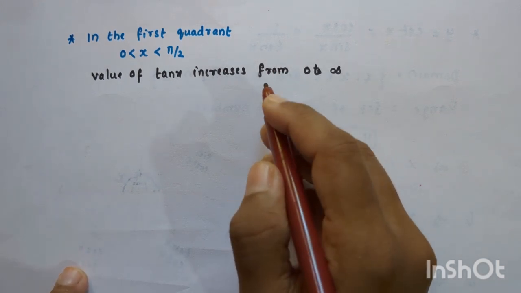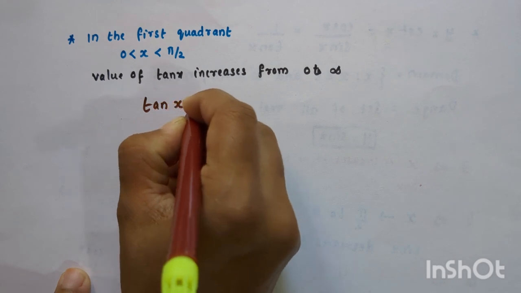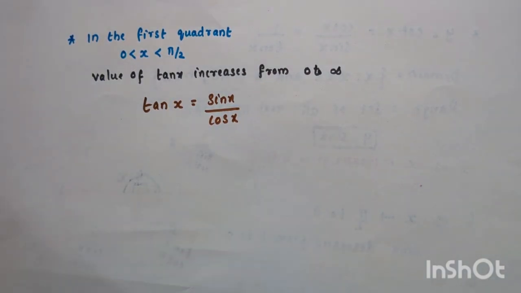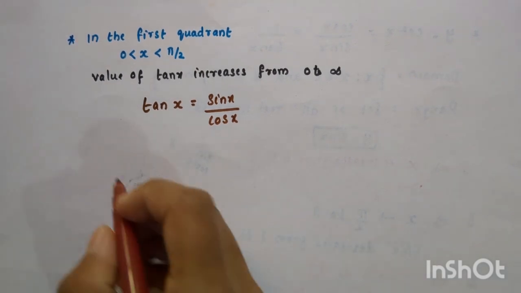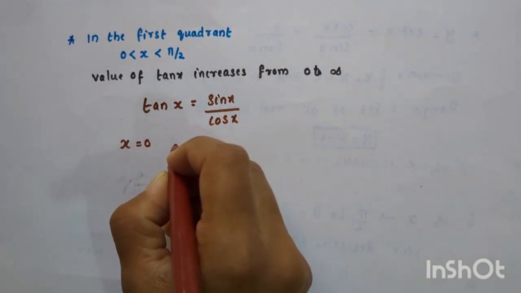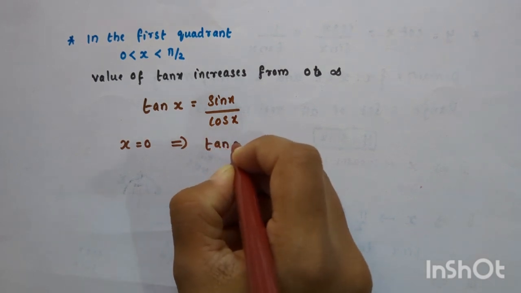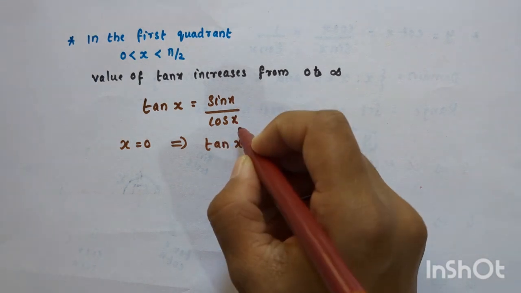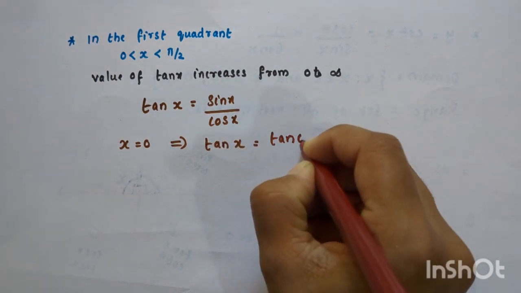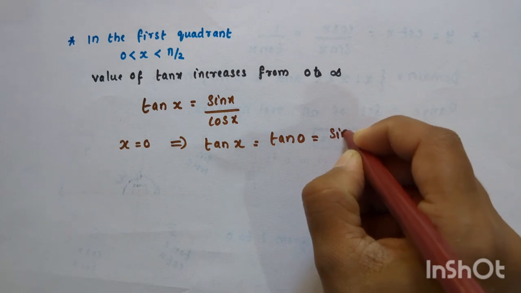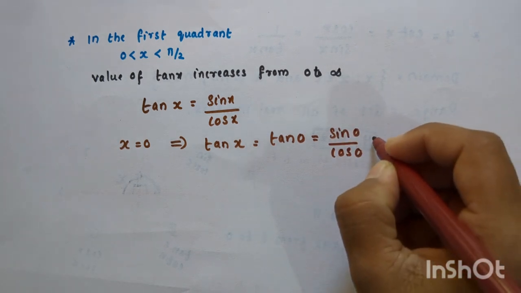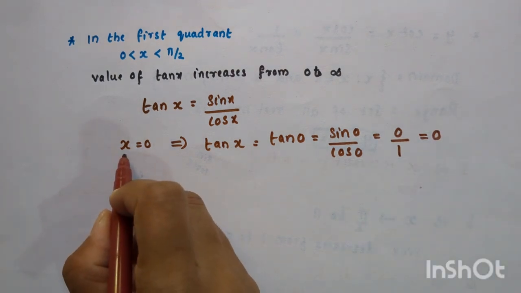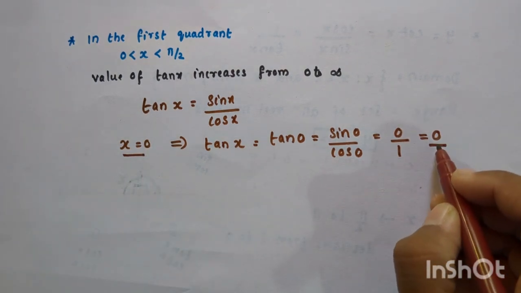So let us check that. We have tan x is equal to sin x by cos x. Now, when x is equal to 0, what is the value of tan x? Tan 0 means sin 0 by cos 0. Sin 0 is 0, cos 0 is 1, 0 by 1 is 0. So when x is equal to 0, the tan value is 0.